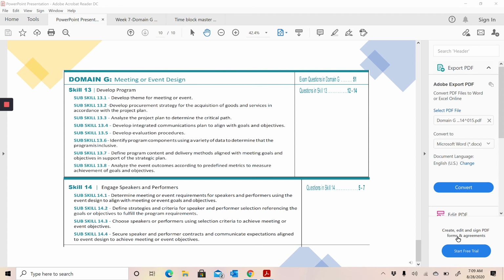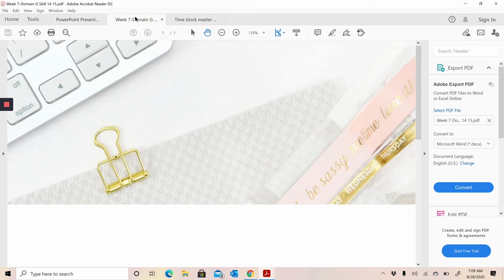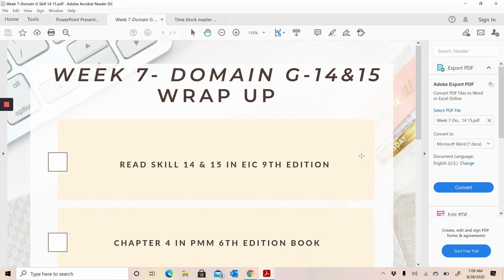Secure speaker and performer contracts and communicate expectations aligned to event design and achieve meeting and event objectives. Again, you want to make sure that you're always contracting and getting everything in writing, that everybody's on the same page, and that the speaker will deliver. Okay, so that was it for 14 and 15. Not too bad. It went by pretty quick. I hope it did for you guys too. 14 and 15 is what we did this week.